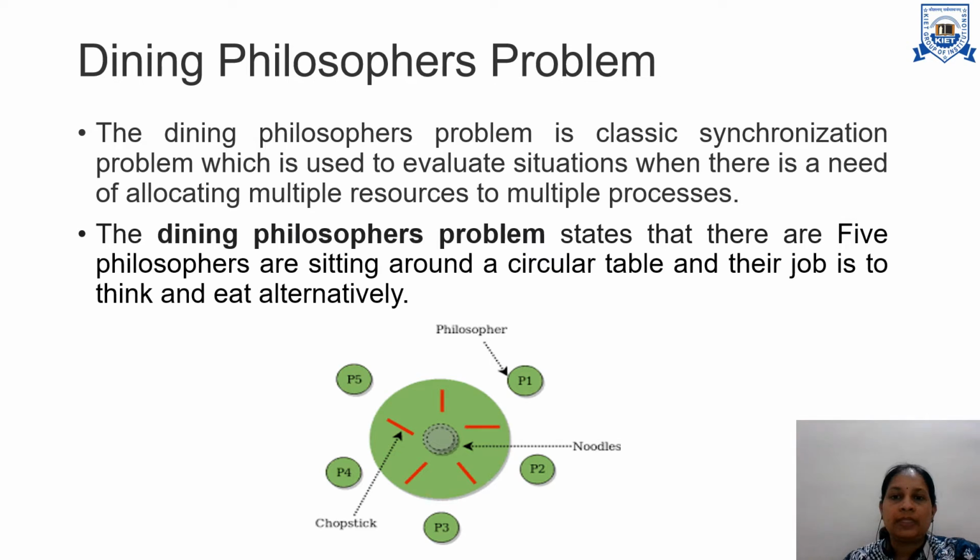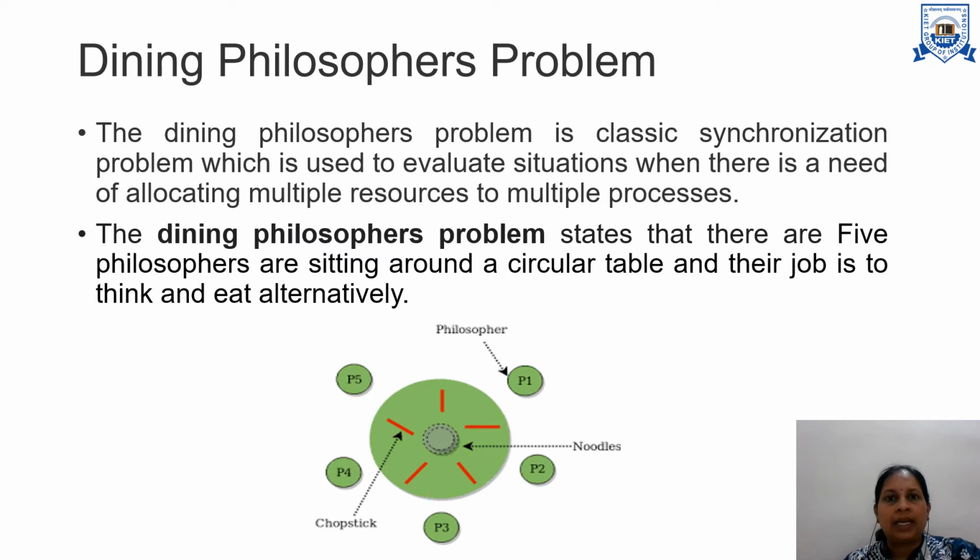Now, the dining philosopher problem states that there are five philosophers sitting around a table and their job is to think and eat. What we are doing is comparing our process synchronization problem with a real-time scenario. Here, the philosophers represent the processes which are requesting resources, and there are two jobs, thinking and eating. Thinking is the time when the process is waiting for the resource, and eating is the time when the process is using the particular resource.